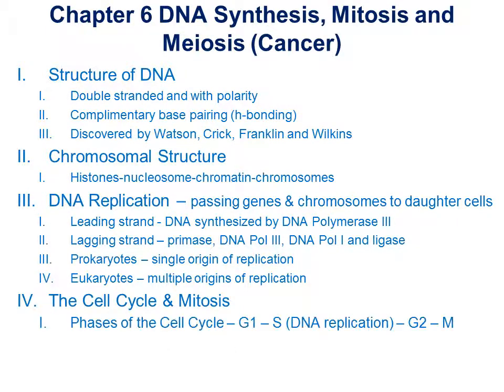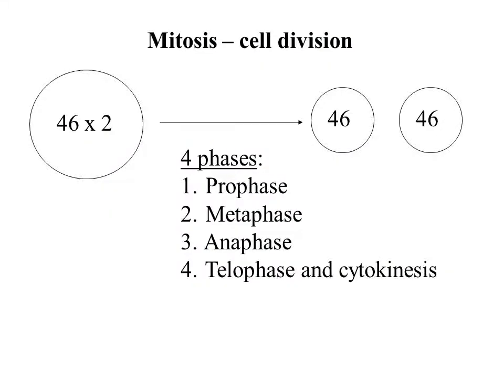So that is the cell cycle. That's the phases of the cell cycle, G1, S, G2, and M. So now we can talk about the phases of mitosis. When a cell is undergoing mitosis, what we are generating are 2 identical daughter cells to the initial parental cell. There's 4 phases of mitosis called prophase, metaphase, anaphase, and telophase, which also includes cytokinesis.